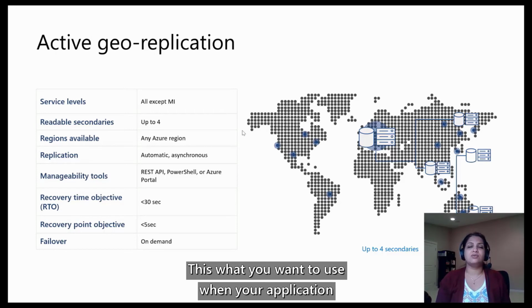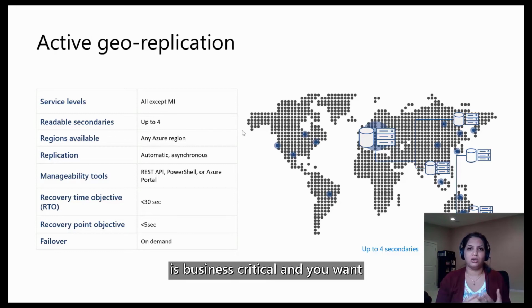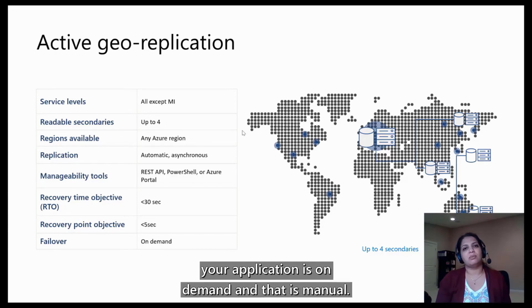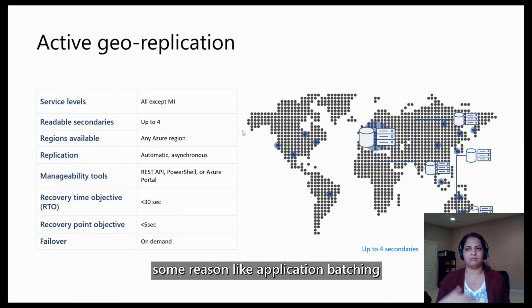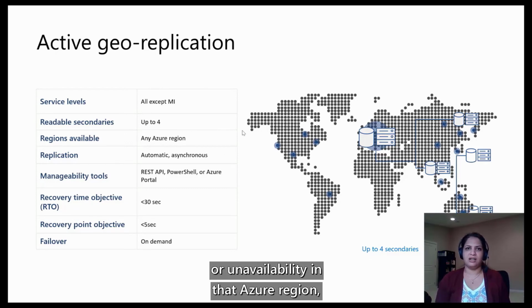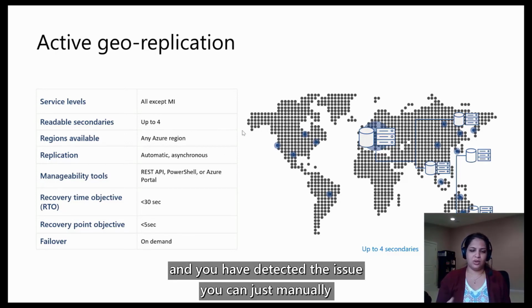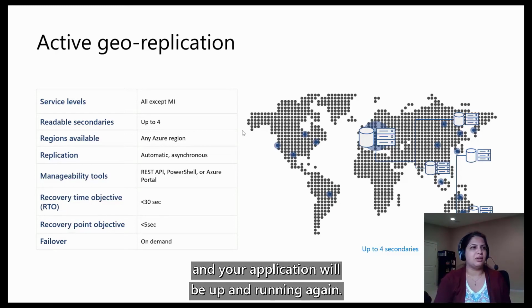So this is what you want to use when your application is business critical and you want it to be up and running all the time. The failover with active geo replication is on demand, that is, manual. So if, for example, your database is down for some reason, like application patching or unavailability in that Azure region, and you have detected the issue, you can just manually fail over to a secondary database in another Azure region, and your application will be up and running again.